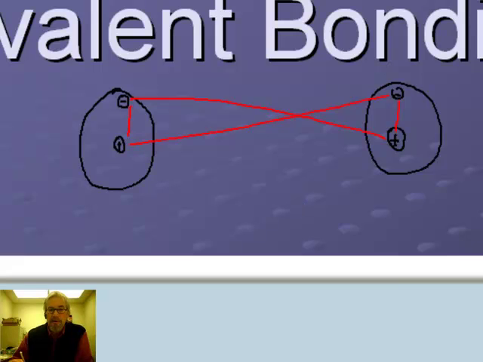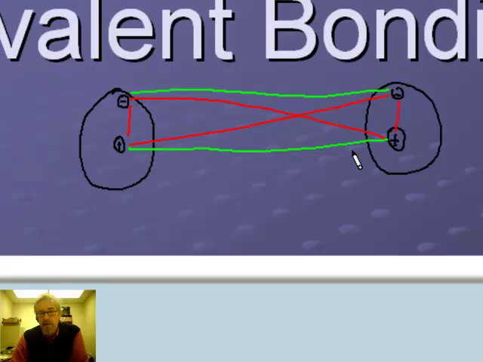There are also some repulsive forces at play here. I'll draw these as green lines. This nucleus is repulsive to this nucleus. This electron is repulsive to this electron. Overall, we have more attractive forces going on here than we have repulsive forces. So these things are attracted to one another.